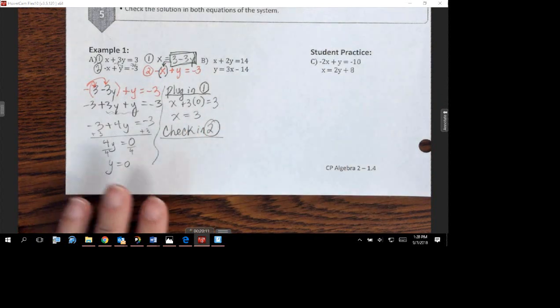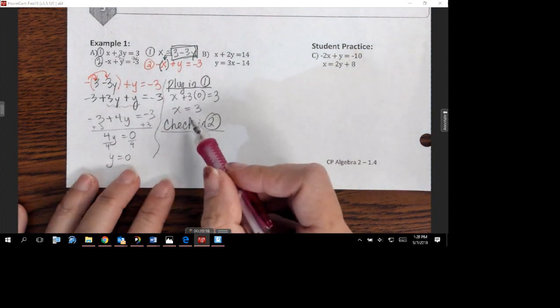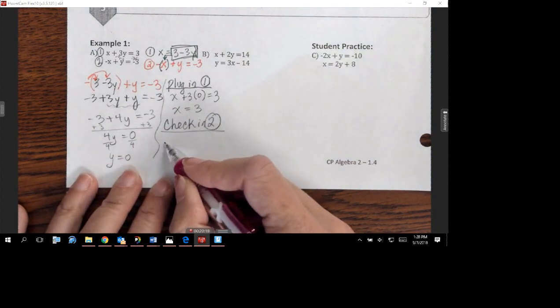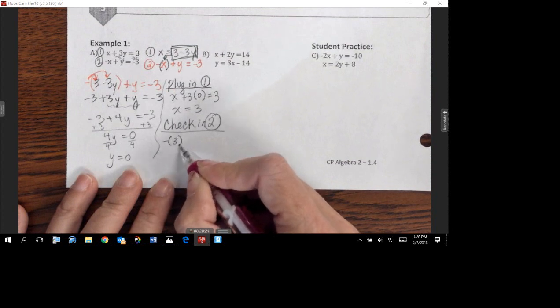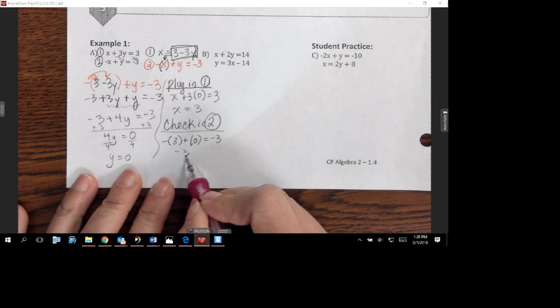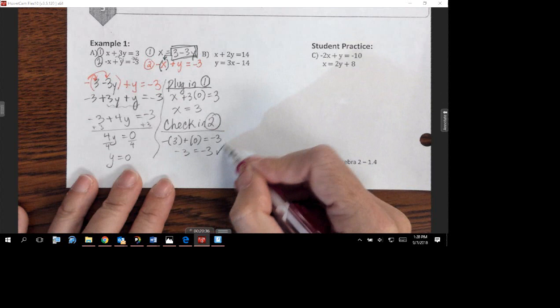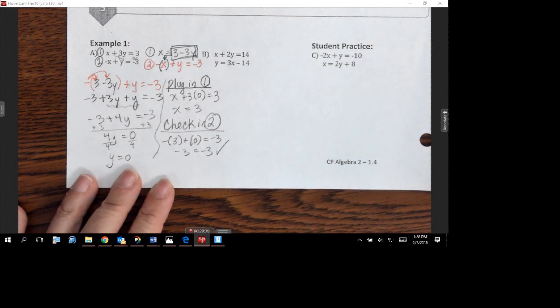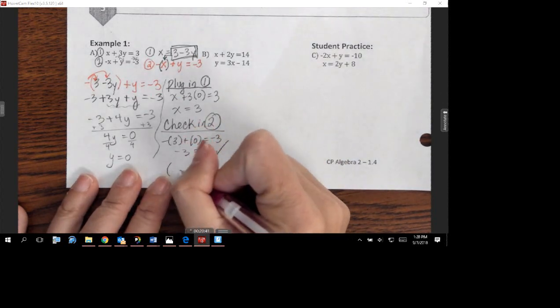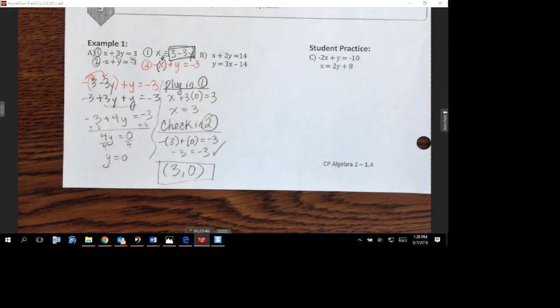Check in equation 2. So we just plugged in equation 1, we check in equation 2. And we will check by plugging in both x and y. So I will do negative, my x value is 3, plus my y value is 0, equals negative 3. Does that check? Does it work? Does it make it true? So that means I have the right answer, but my answer is an ordered pair. So I have to write x, comma, y in that order.